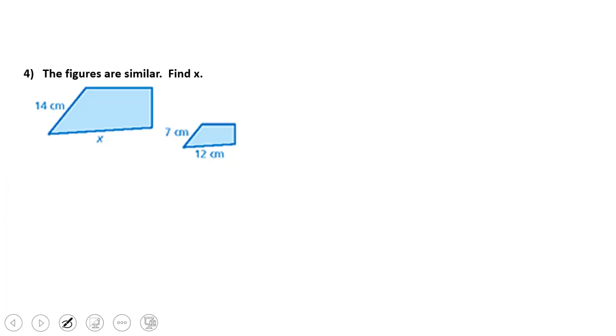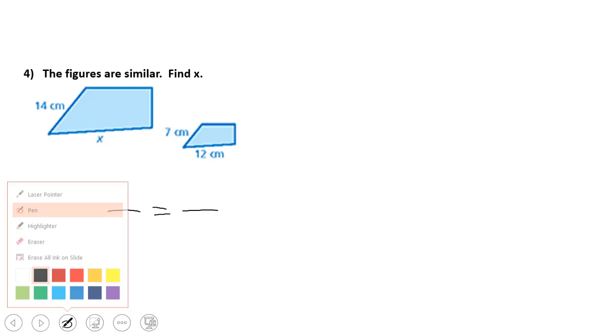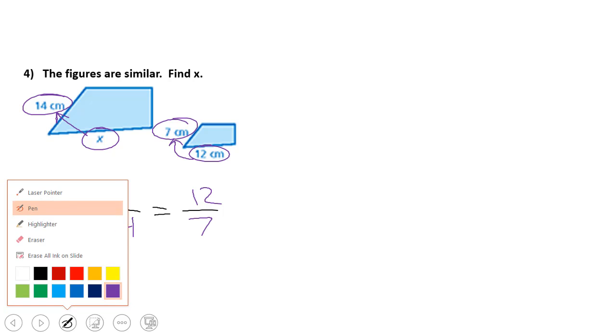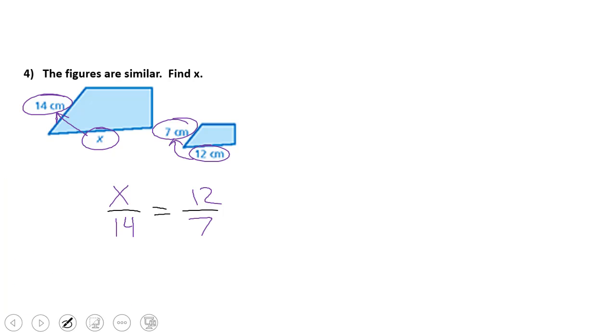Alrighty, our next example, find again the x on these similar figures, and we know a lot of things about similar figures, so we're going to go straight to the proportional sides. Alright, this time here's my x. I always put that first. This time I'm going to just stay with this figure, and I'm going to go x over 14. Corresponding side to x is 12, so I'm going to put that one on top, and I'm going to go 12 to 7.